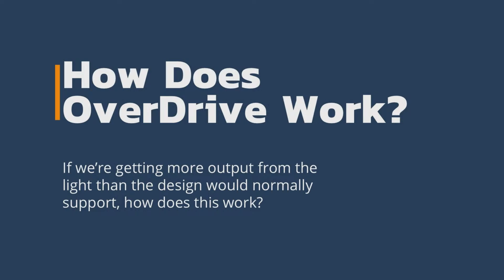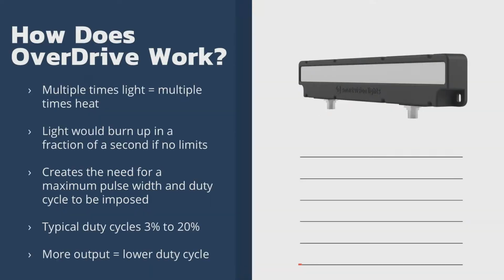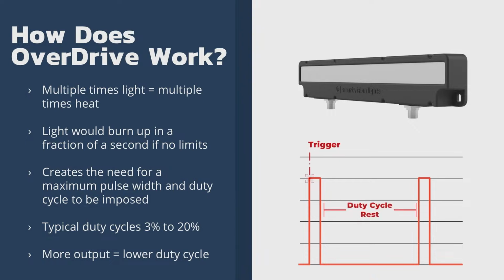But you might be asking yourself now, if we're getting so much more output from the light than the design would normally support, how is this really working inside? And how do I use it? Well, overdrive, to begin with, multiple times the light means multiple times the heat, means this light would burn up in a fraction of a second if there's no limits.